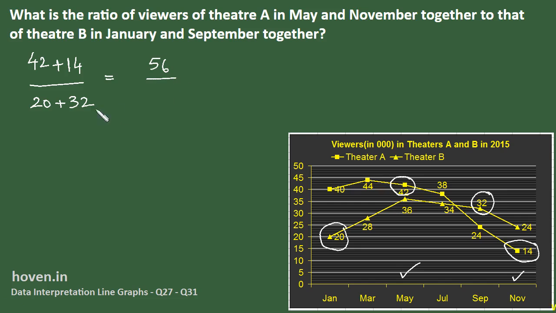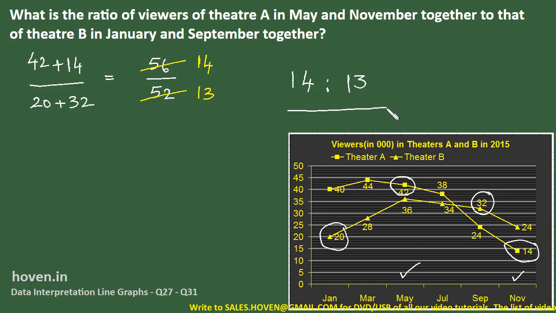56 divided by 52. We can now cancel them on the table of 4, 14 and 13. Therefore, the required ratio is 14 is to 13, which is one of the given options and the required answer. Let us move to our next question now.